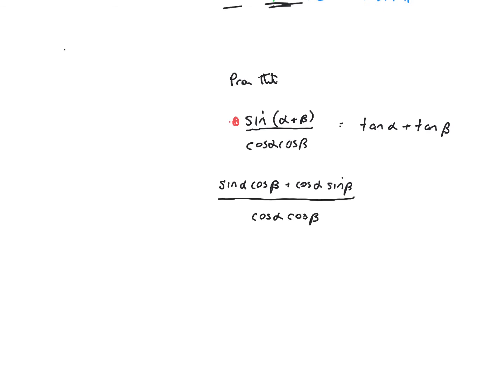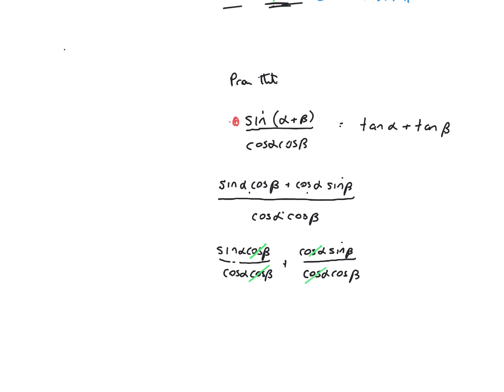Okay, now my next move is I can split this into two terms. So it's going to be sin alpha cos beta over cos alpha cos beta, let's do the second one, plus cos alpha sin beta over cos alpha cos beta. Okay, now let's see if we can simplify this thing down. The first thing that I'm going to look for is to cancel things out. So I can cancel that and that. I can cancel that and that.